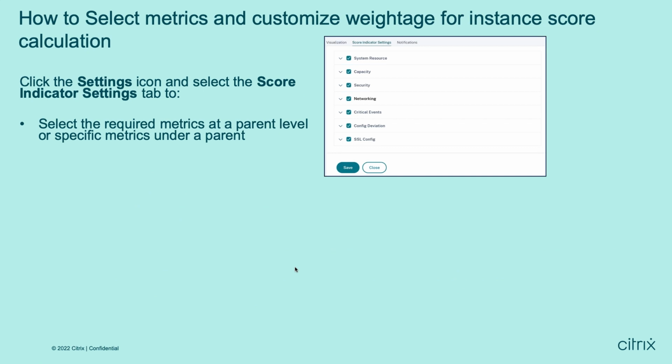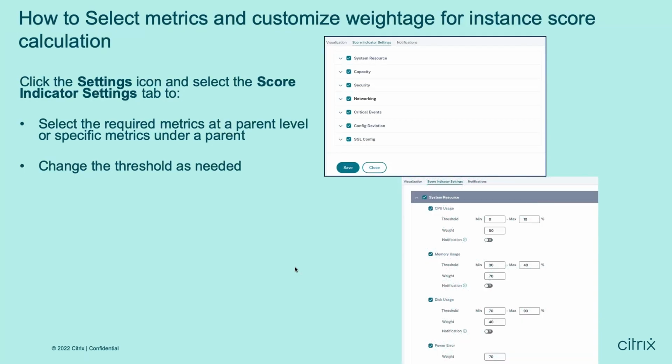And now the customer or the admin can go into specific metrics like these. For example, an admin can come and say that for me, under system resources, only high CPU and high memory is important, or under security, only top violations are important, or in config deviation, only drifts are important. So instead of having all of these influence the score, the admin now has the power to go and select whatever he wants.